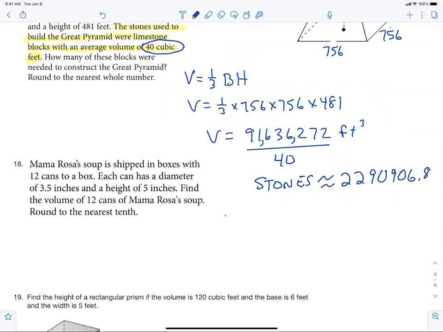So we say there's approximately 2,290,907 stones. That's a lot of stones. All right. Anybody have any questions with that? All right. That was good, guys, that you knew to divide that right off the bat.